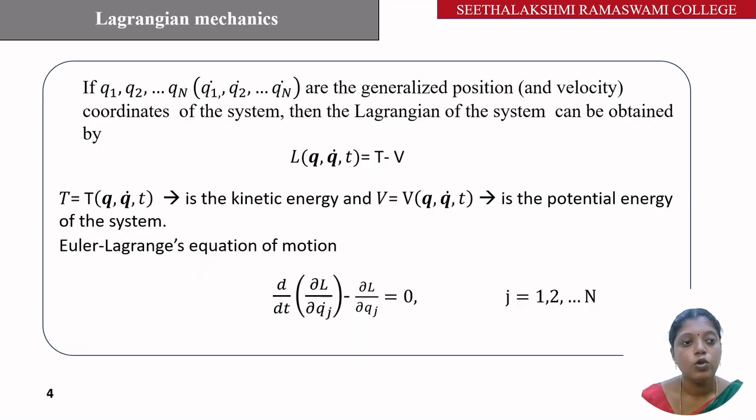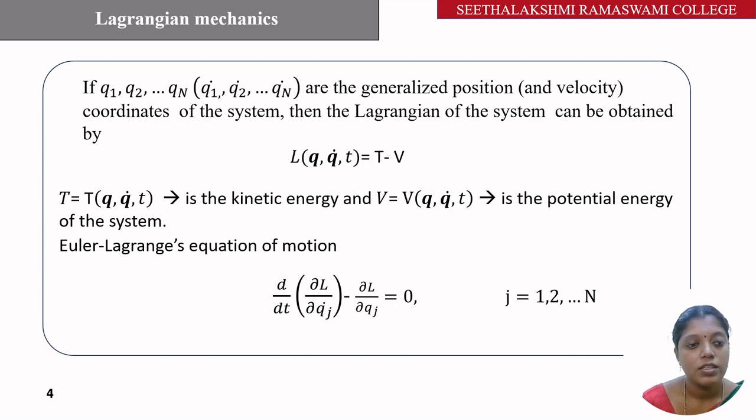With this, we'll move on to Lagrangian mechanics. In Lagrangian mechanics, the basis is to construct the generalized coordinates. These generalized coordinates help to take care of the constraints, and from these generalized coordinates you will construct the Lagrangian. Here q and q dot are the generalized position and generalized velocity coordinates, and the Lagrangian L is constructed from the difference of kinetic energy and potential energy. Once you obtain the kinetic energy and potential energy, the Lagrangian can be constructed.